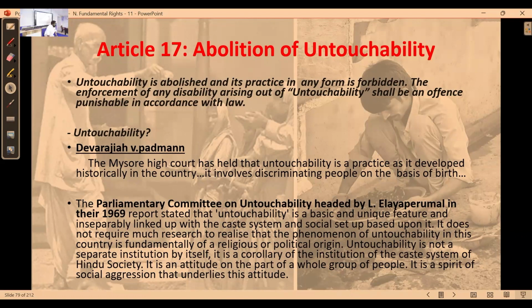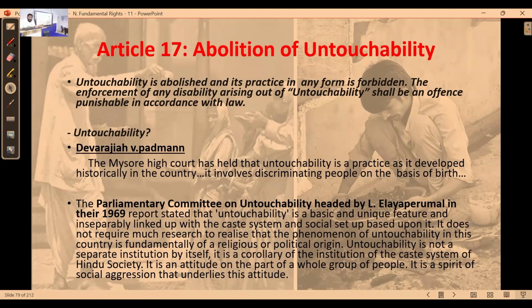But another thing, has one statement, right. The terms untouchability, comma, scheduled caste, comma, scheduled tribe, comma, minority are not defined in the Constitution. Okay, full stop. So they are not defined in the Constitution, they are only stated.